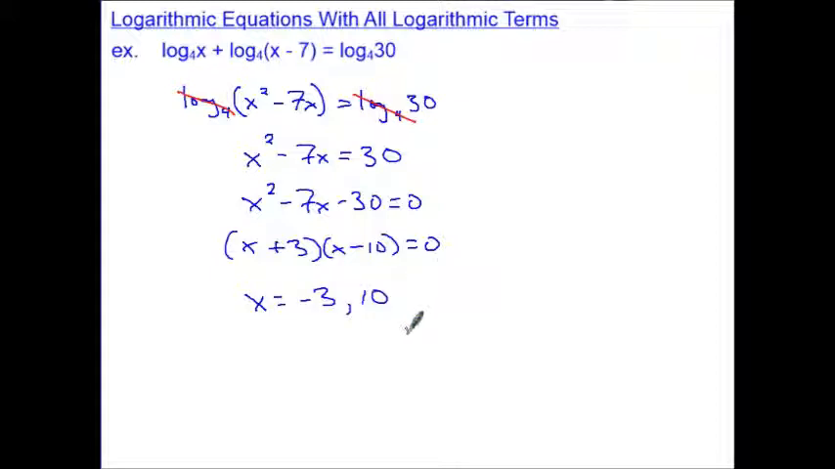However, remember, you can't take the log of a negative, so I have to check my numbers in my original equation to make sure I don't end up with a log of a negative. Unfortunately, that negative 3 doesn't fit, so we have to get rid of it. Plugging the 10 back into both of these works just fine, so we get to keep it. So the final answer is only x equals 10, and not the negative 3.